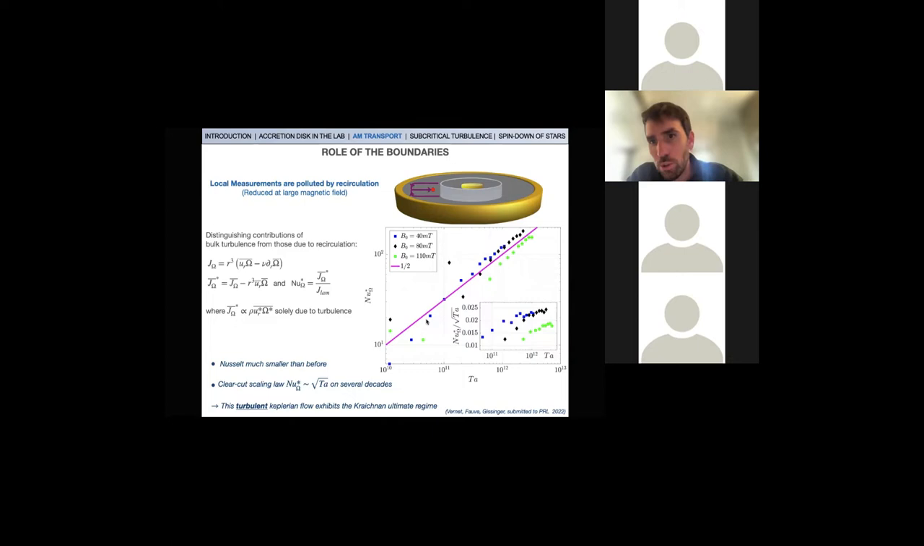It's also an interesting result because it helps understand some controversy that appeared a few years back between people doing global measurements of torque and local measurements in the midplane. They found different Nusselt numbers. And here you can see why, because in some cases you take into account the global recirculation or not.